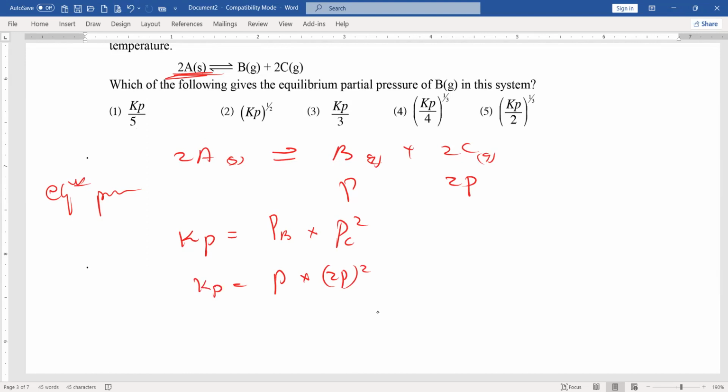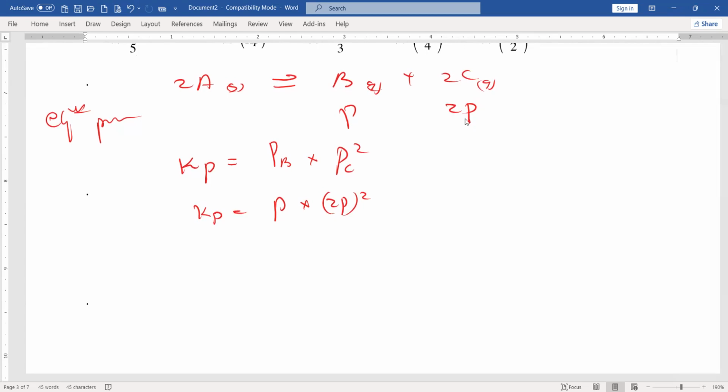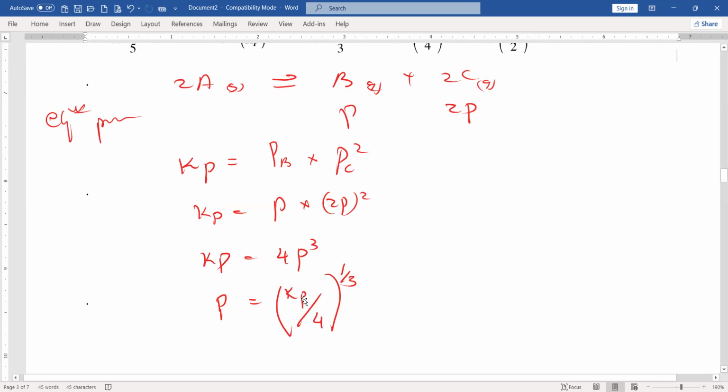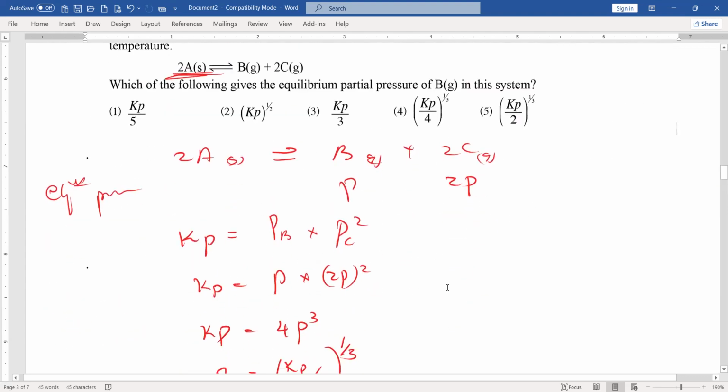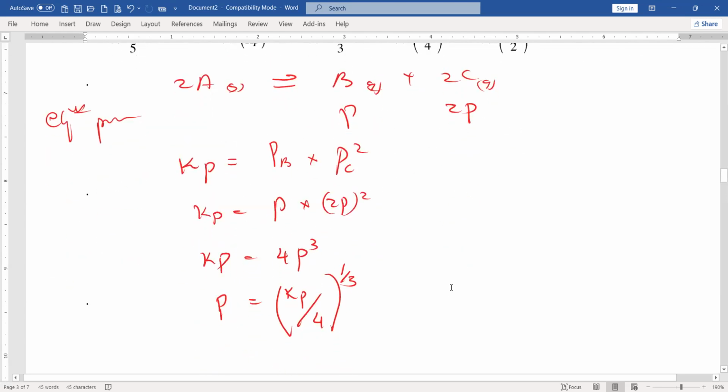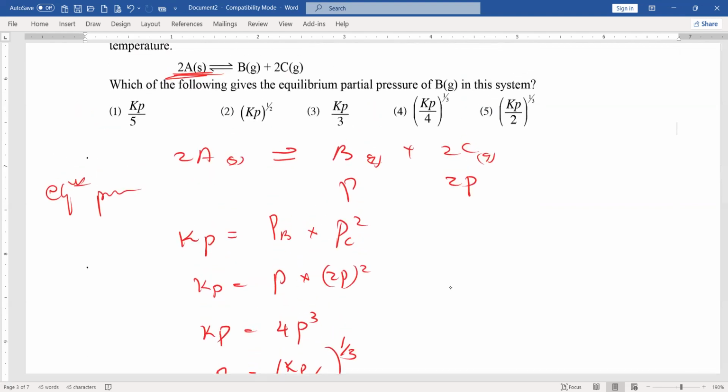What I need is the P. P is the partial pressure of B. So 4P cube is equal to Kp. Then P equals Kp over 4, and its cubic root: Kp over 4 to the power 1/3. So the answer is the 4th one.